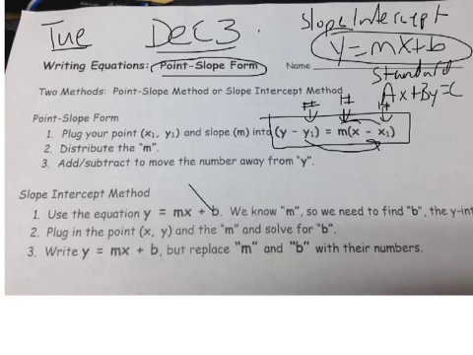Down here, we're going to cross out this slope-intercept form. This is another way of doing the point-slope method, but it's kind of confusing to try to learn two different ways here on the first day, so we're going to focus mainly on just this point-slope form.